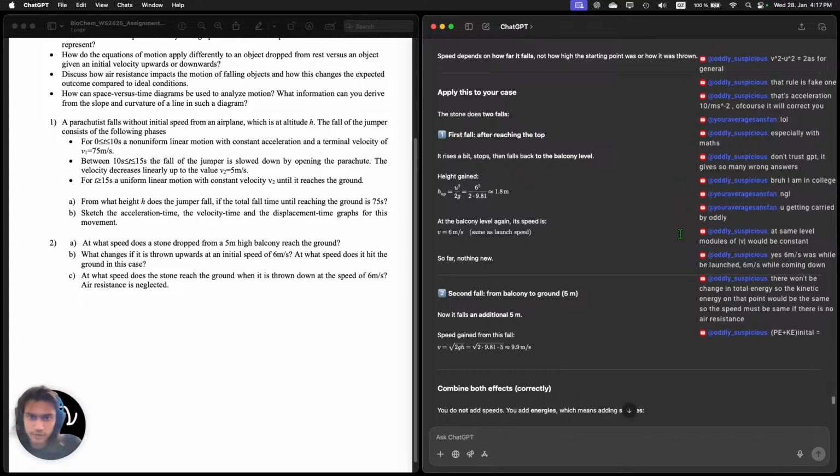v squared minus u squared equals 2as for general. Not gonna lie, that equation also sounds pretty good. v squared minus u squared equals 2as. Okay, the second one does not have time. That's good. v squared is 6 meter per second minus minus 6 meter per second squared. That's gonna be 0, right? 2 times minus 10 times this. Whoa.